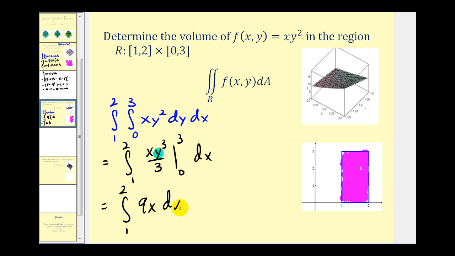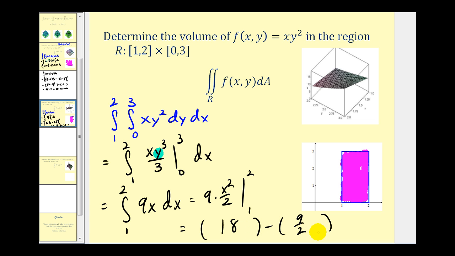So now we integrate with respect to x. That'll give us 9 times x squared over 2. So when x is 2, we're going to have 4 divided by 2, that's 2 times 9, that's 18. And then when x is 1, we'll have 9 times 1 half, or 9 halves. Well, 18 minus 9 halves, that'd be 36 halves minus 9 halves. That'll give us 27 halves.